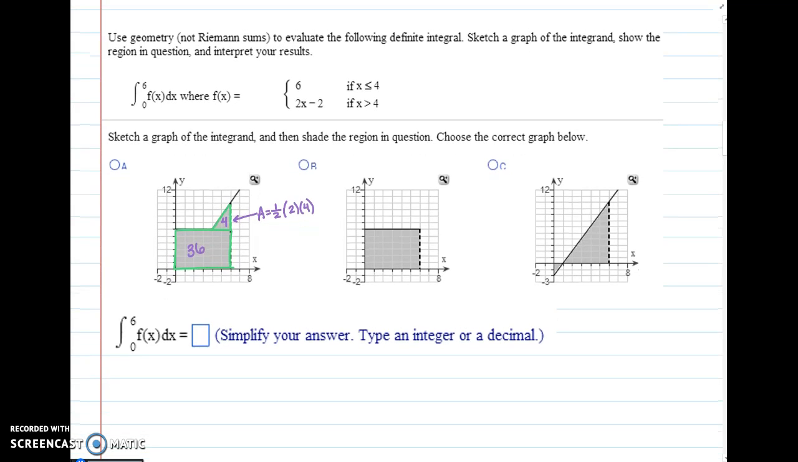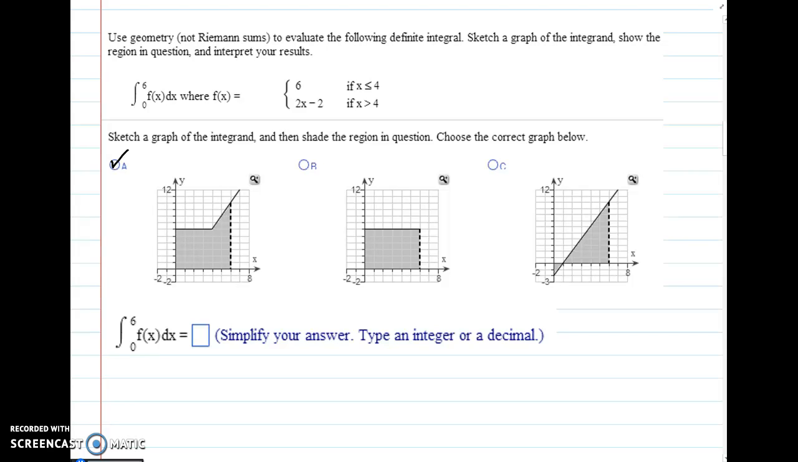All right, let's look at this one. Use geometry, not Riemann sums, to evaluate the following definite integral. Oh, I didn't erase my work, did I? I guess you guys have my work. So we've got this piecewise function, right? And so obviously this is the right graph. When x is less than or equal to 4, we have this horizontal line y equals 6. And then when x is bigger than 4, we have this diagonal line 2x minus 2, so a slope of 2 and a y-intercept of -2.